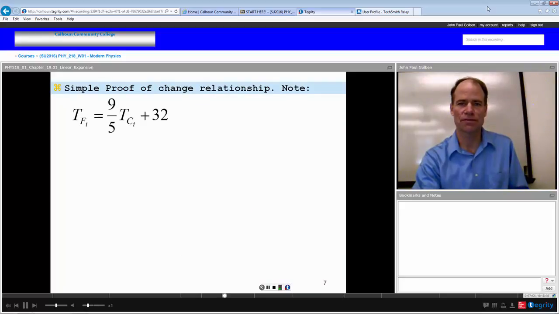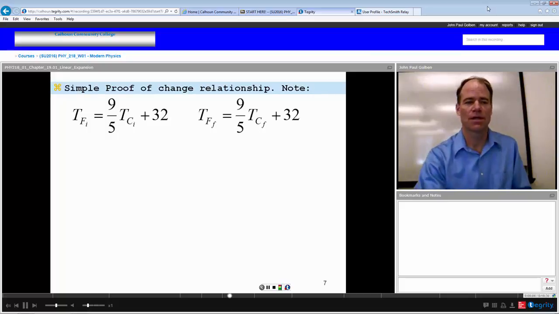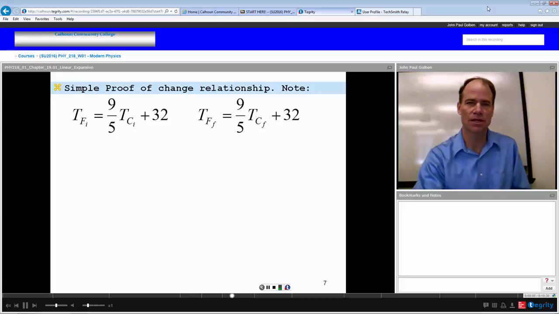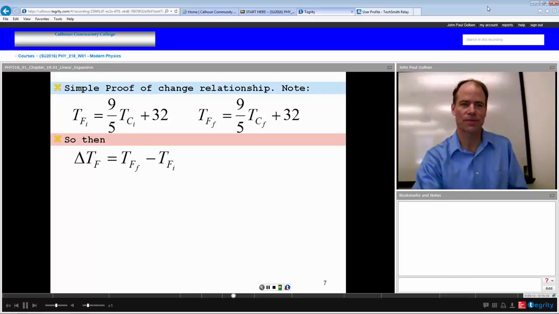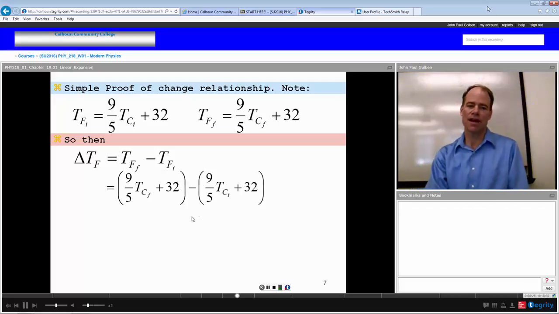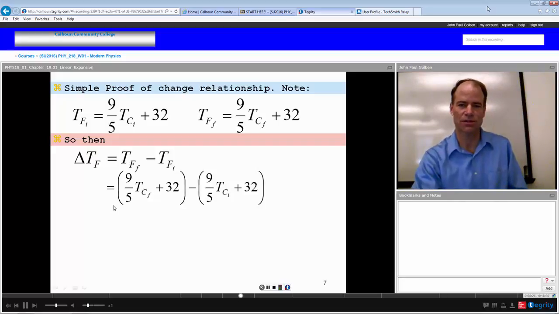Here's a proof of this change relationship. If I say my temperature in Fahrenheit initially is equal to 9/5 times my temperature in Celsius initially, plus 32, and do the same thing for my final temperature in Fahrenheit, which has the same kind of relationship to the final temperature in Celsius, then my change in temperature in Fahrenheit will be the change of these two temperatures. As I make my conversion, I have 9/5 temperature in Celsius final plus 32 minus 9/5 temperature in Celsius initial plus 32. The 32 minus 32 cancel out.